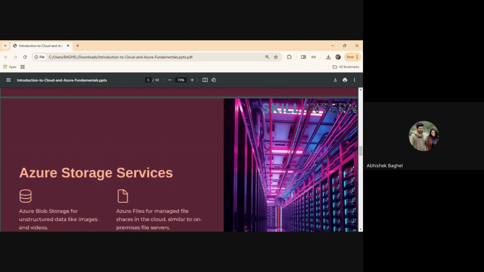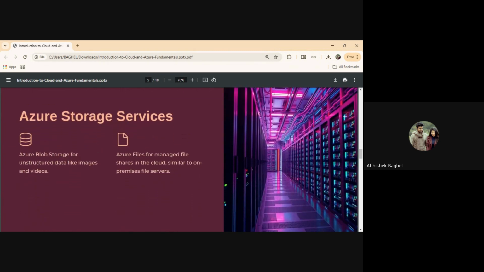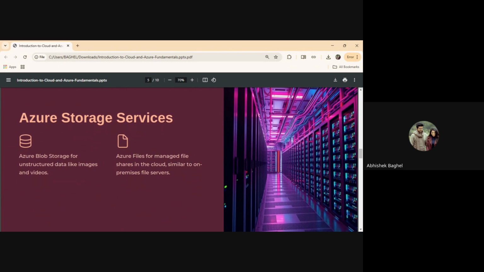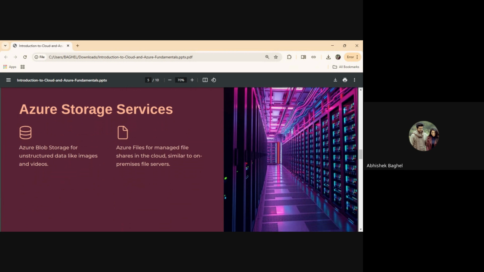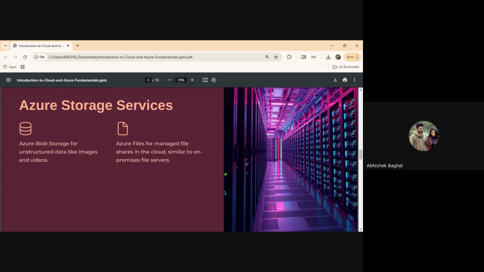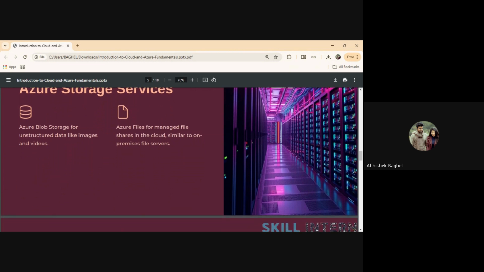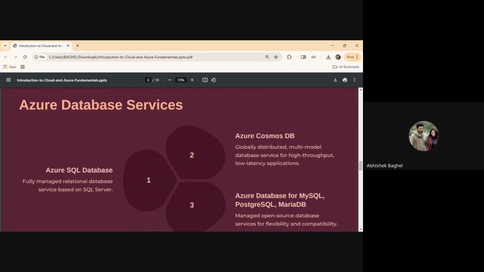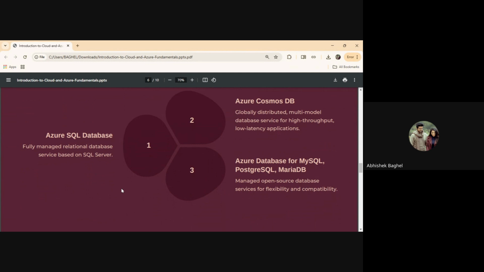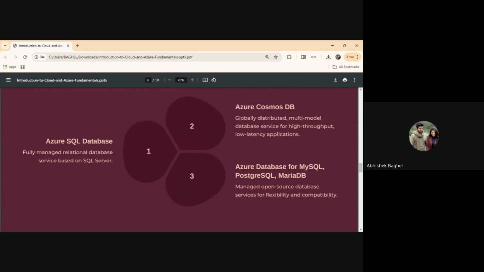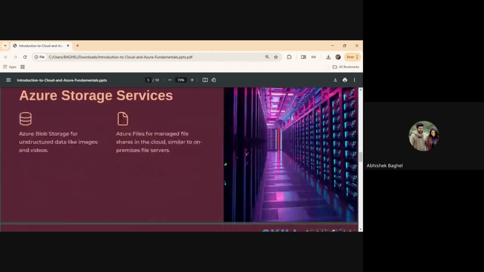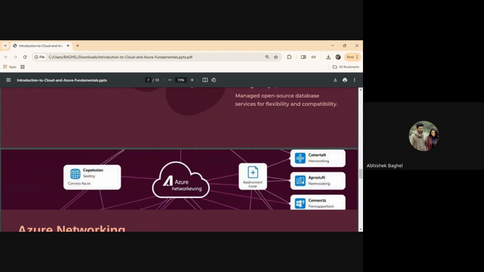Now let's see Azure storage services. I explained this also. Azure Blob storage is for unstructured data like images and videos. Okay, and Azure Files for managed file shares in the cloud, similar to on-premises file servers. Database services they provide are Azure SQL and Azure Cosmos DB. As I was saying, these are the services of that.